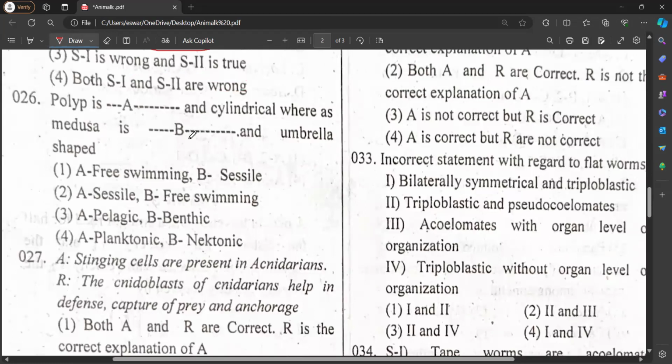Polyp is sessile and cylindrical, whereas medusa is free-swimming and umbrella shaped. So we know it is metagenesis, and the question is being asked from that. Polyp is a sessile form, and medusa is swimming and umbrella shaped. So the correct option is 2.